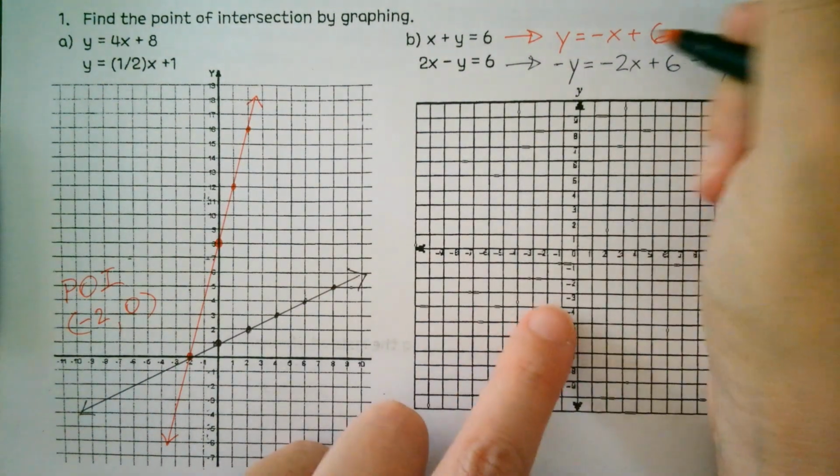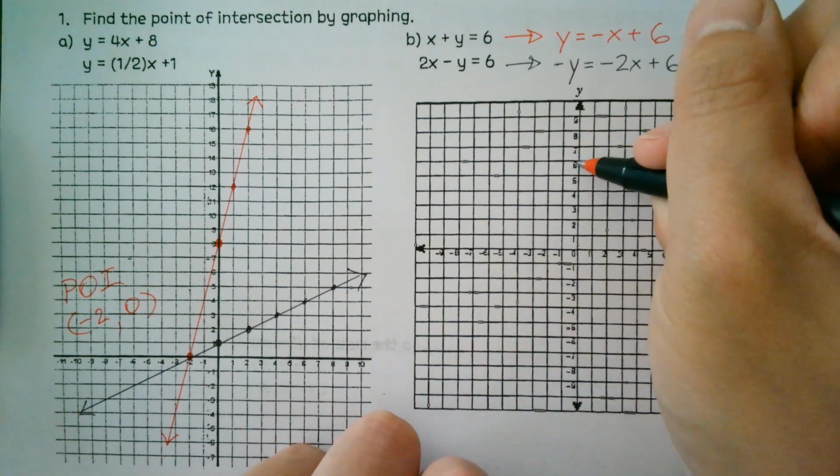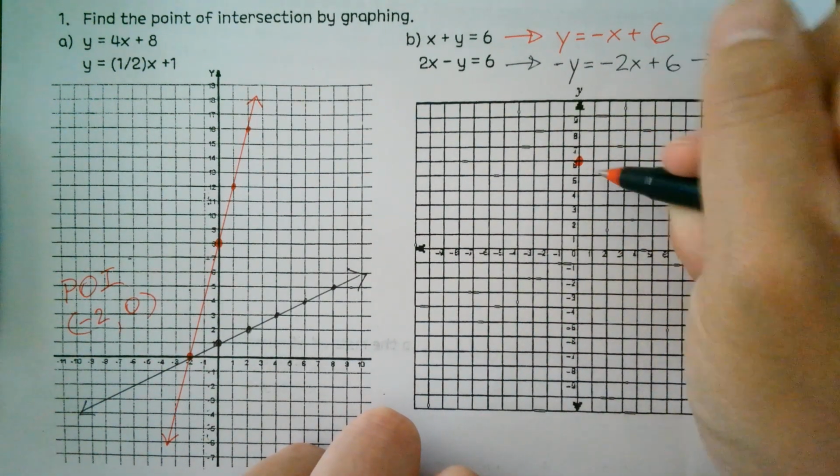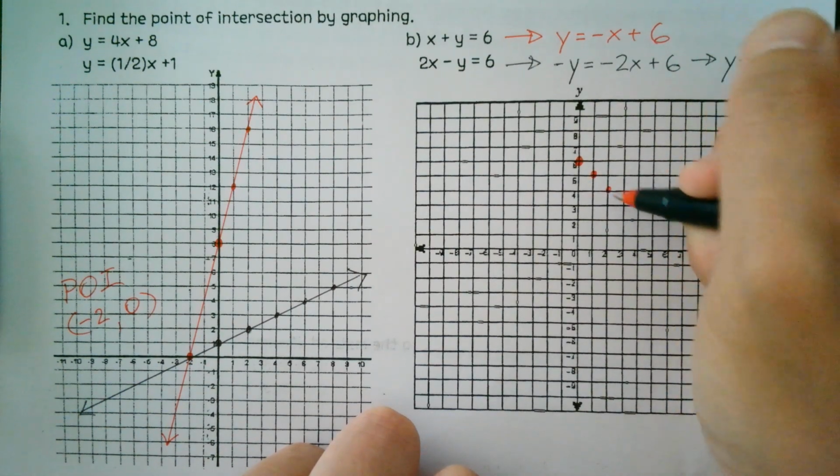Okay, so for the red line, y-intercept is 6. Plot that point. My slope is -1. So down 1 over 1, down 1 over 1.